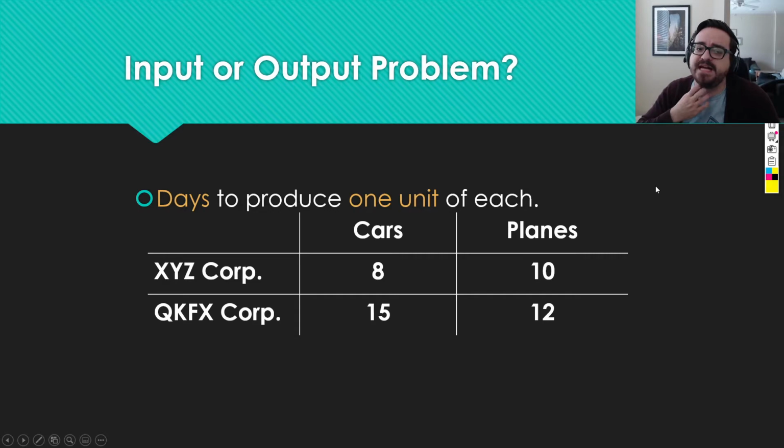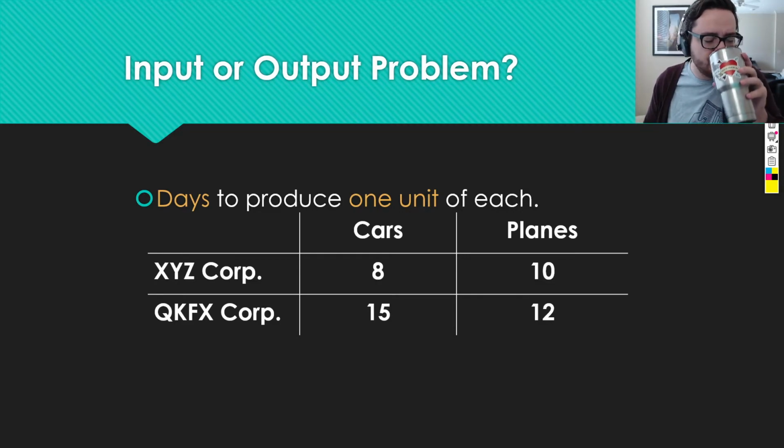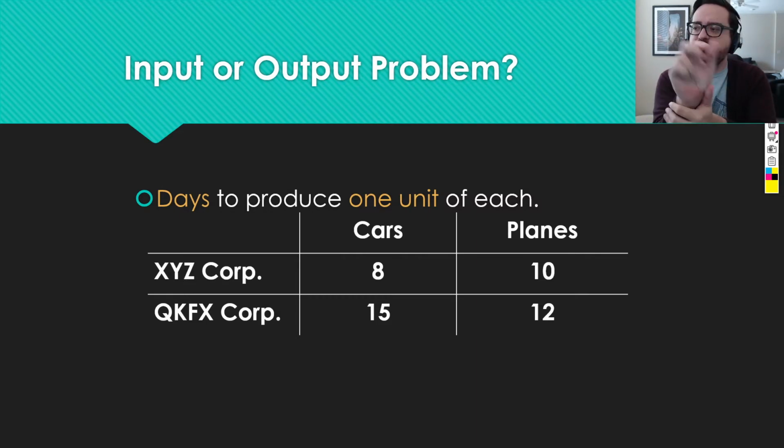Okay, second thing. Second practice problem. You need to, first, figure out, is this an input or output problem? Second, solve for absolute advantage. Third, solve for comparative advantage. Prove to me you know what's happening, because this is a thing that you need to practice, trust me. We've got XYZ Corp, we've got QKFX Corp. These are the amount of days it takes for them to make a car and a plane. So pause the video, try and solve those 3 questions. Input or output, absolute advantage, comparative advantage. Go!